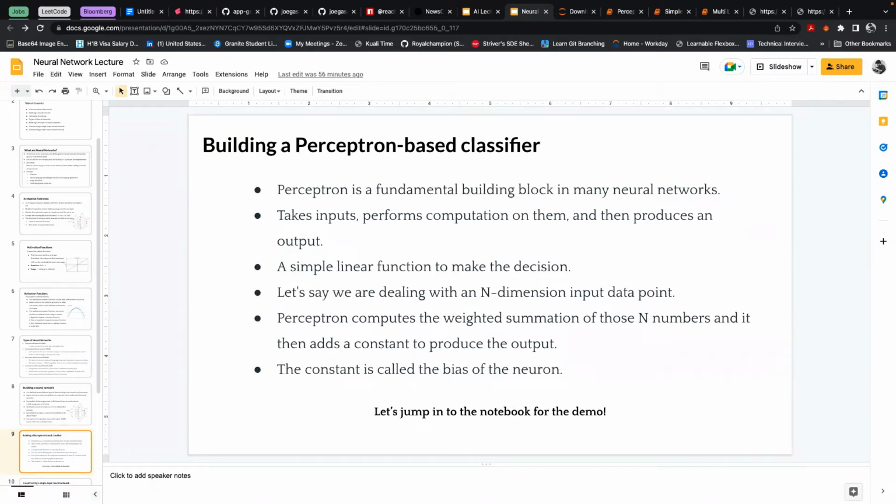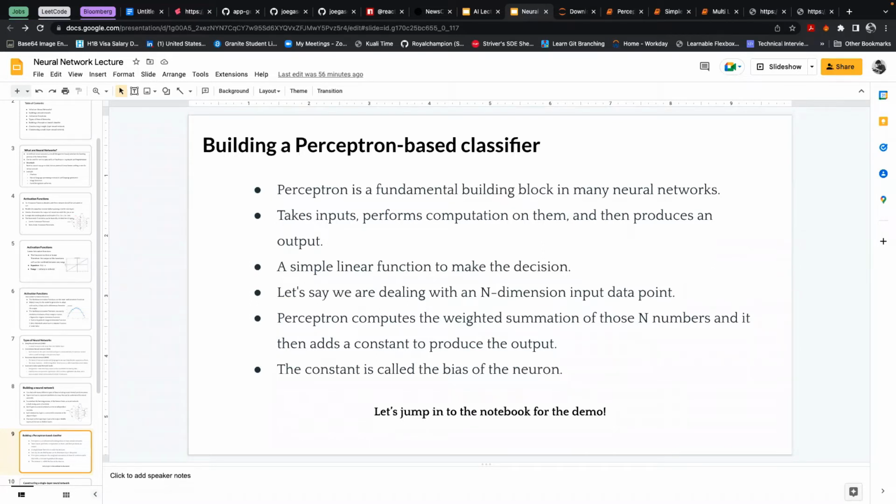So a perceptron is a fundamental building block in many neural networks. It takes inputs, performs computation on them, and then produces an output. It uses a simple linear function to make the decision. Let's say we are dealing with an n-dimensional input data point.